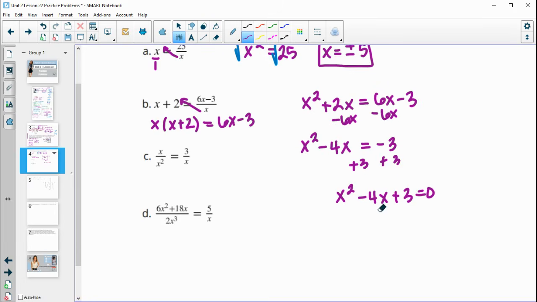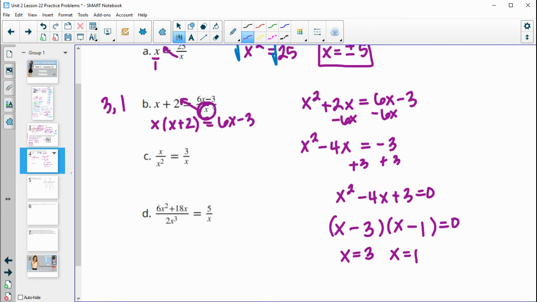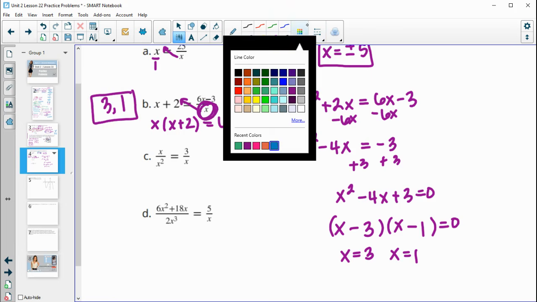So then we'll want to factor this. So we have an a value of 1. So we just want factors of positive 3 that add to negative 4. So that's going to be negative 3 and negative 1. And then when we split this and set them equal to 0, we'll get x equals positive 3 when we add 3 to both sides. And we'll add 1 to both sides to get 1. Check these in your original equation. So 3 and 1, neither of those make this 0. So these are both solutions to that equation.